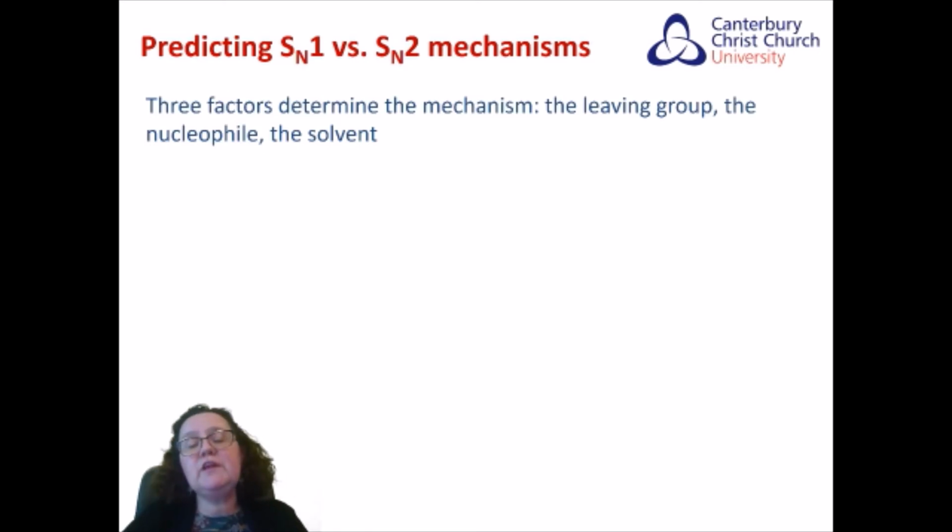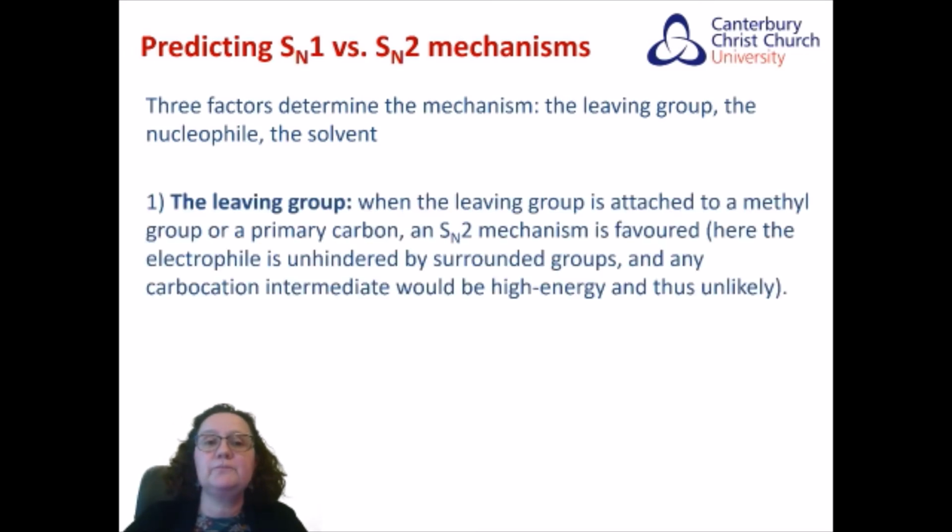So how can you predict if you're going to have an SN1 or an SN2? Well, there are three things that will influence if you're going to have an SN1 mechanism, carbocation, or an SN2 mechanism, a combined nucleophile entering the molecule while the leaving group is leaving the molecule at the same time. And that's the nature of the leaving group, the nature of the nucleophile, and the solvent in which you are conducting the reaction. So the leaving group.